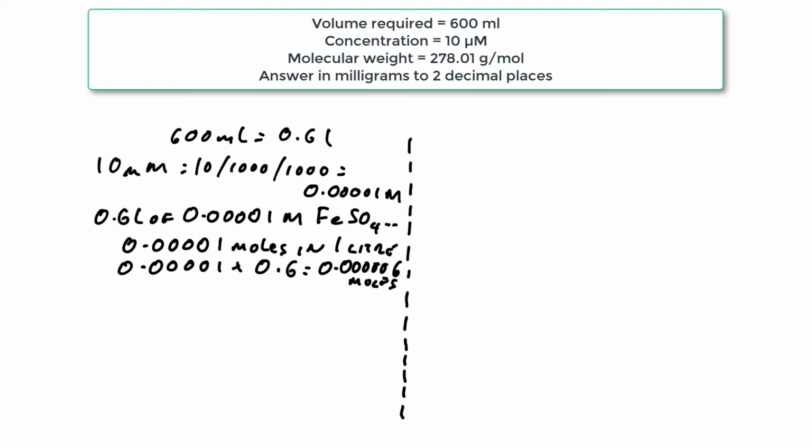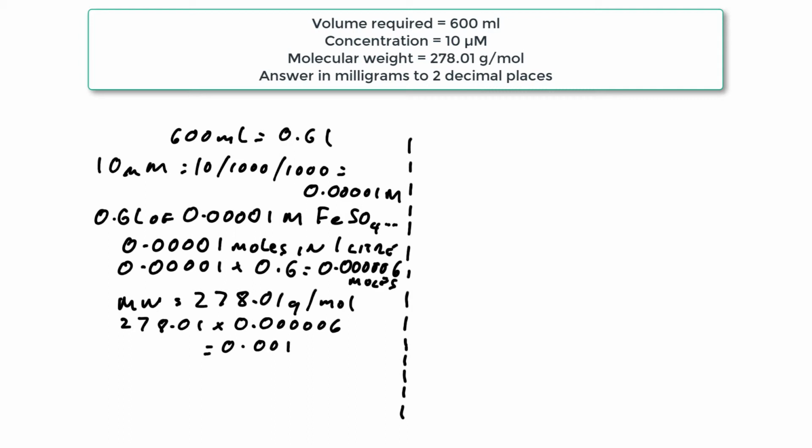Next, we need to convert these number of moles to grams, or in this case milligrams. Now we know the molecular weight of the compound is 278.01 grams per mole. So to convert our number of moles to a weight, we just need to take the molecular weight and multiply it by the number of moles, and this gives us an answer of 0.001668606 grams.